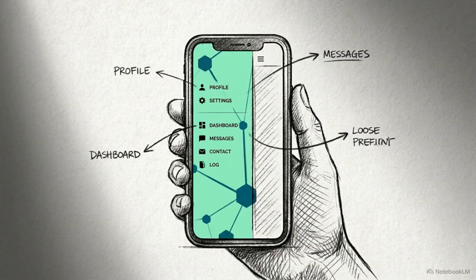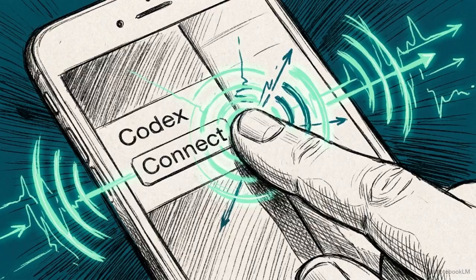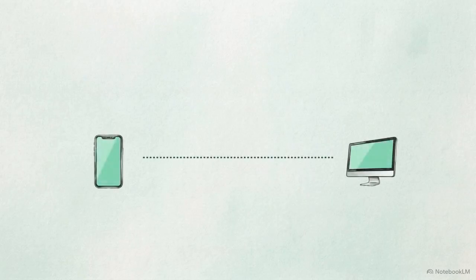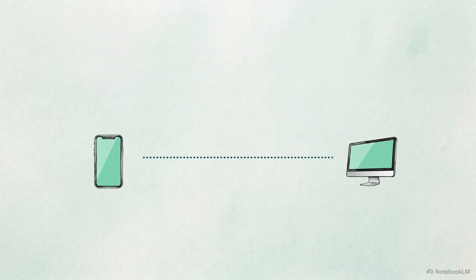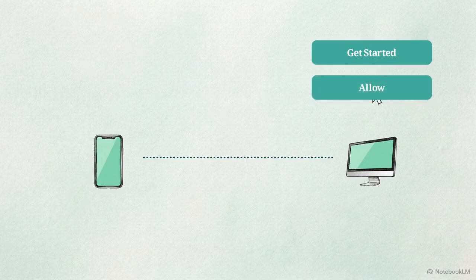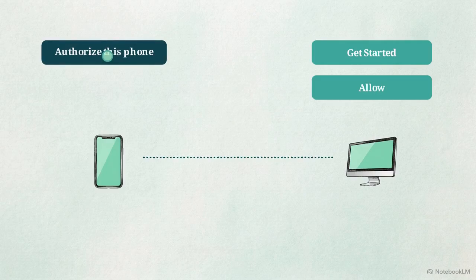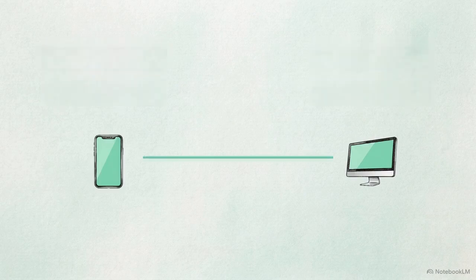Let's start the setup. Open your mobile ChatGPT app and swipe to access the left side menu. Select Codex from that menu and tap the Connect button. This diagram shows the required handshake sequence. After tapping Connect, you need to pivot to your Mac desktop app, click Get Started, and then click Allow. To complete the loop, return to your mobile device, tap Authorize this phone, and select Continue Sign-in.